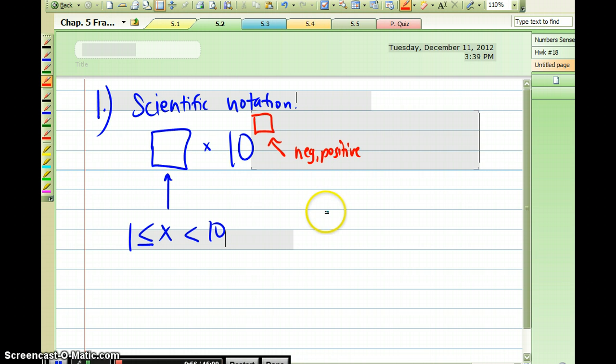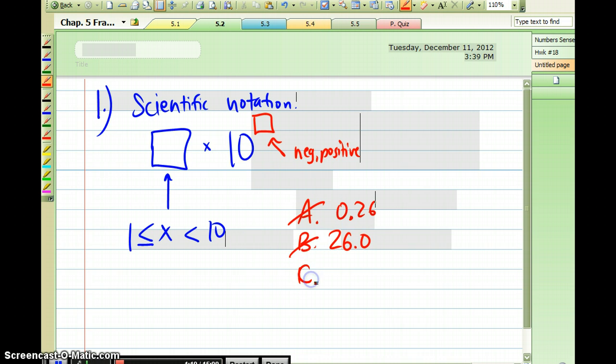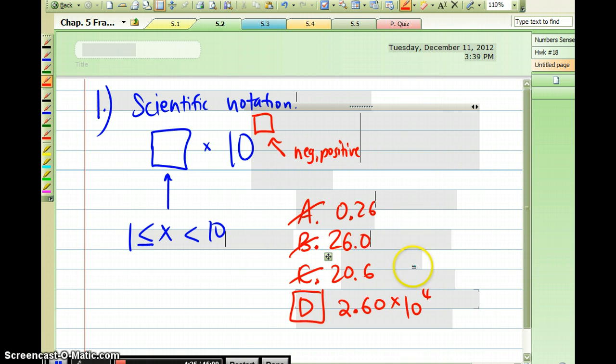That's okay. So in number 1, when I look at the first choice, the 0.26 is not between 1 and 10, so that's definitely not going to be it. B is 26.0, that's also not going to be it because 26 is bigger than 10. 20.6 is also bigger than 10, so we don't want that, which leaves us our answer D, exactly what we want, 2.60 times 10 to the 4th power. So number 1 is D.